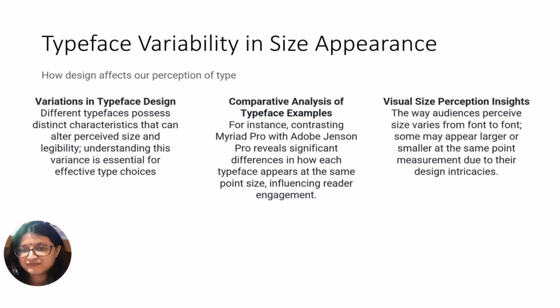In this segment, we will investigate how variability in typeface design can influence size perception. Each typeface comes with its distinctive characteristics that affect legibility and visual engagement. To illustrate this, we'll perform a comparative analysis between Myriad Pro and Adobe Garamond Pro. You'll notice how they can convey totally separate visual impressions, even when set at the same point size. Understanding these design subtleties will ultimately enhance our ability to engage a target audience effectively.